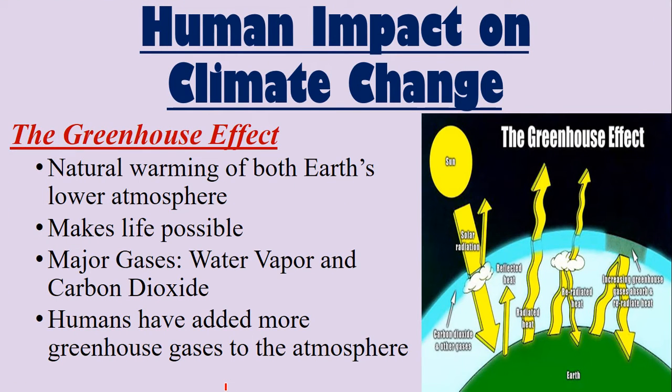Now, human impact on climate change. This means how humans have induced some climate change. It's called the greenhouse effect, which is a naturally occurring thing. It's the natural warming of both Earth's lower atmosphere and surface. It does make life possible. The major gases involved in the greenhouse effect are water vapor and carbon dioxide. Now, the issue here is that humans have added more greenhouse gases to the atmosphere, trapping more of the heat into the Earth.